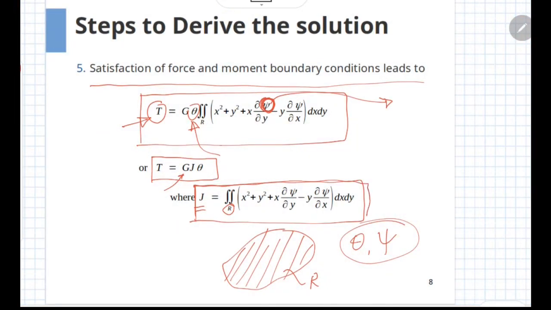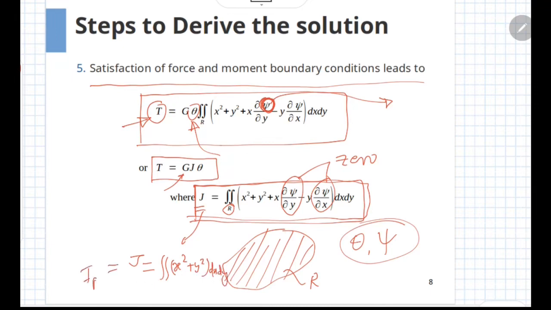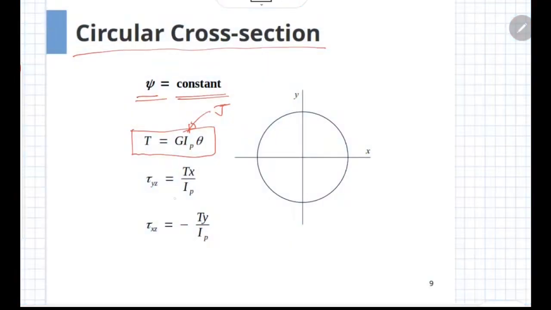In this expression, the value of psi being constant, these two terms would become 0, and as a result we'll get J equal to the area integral of x square plus y square over the entire cross section, and this is our familiar term, polar moment of inertia. The shear stresses take the form as shown here.